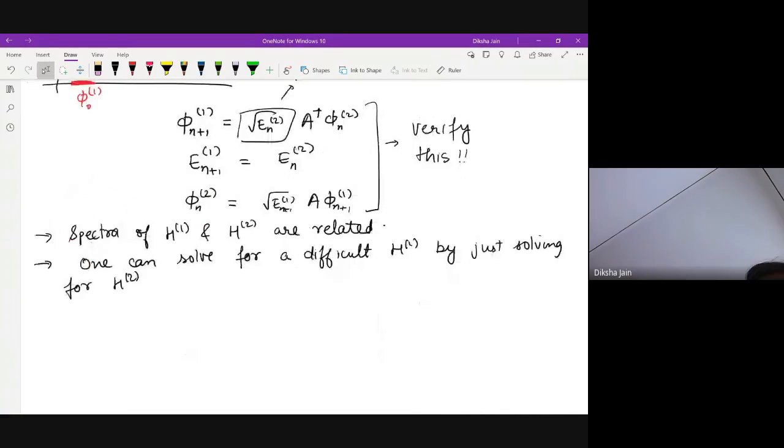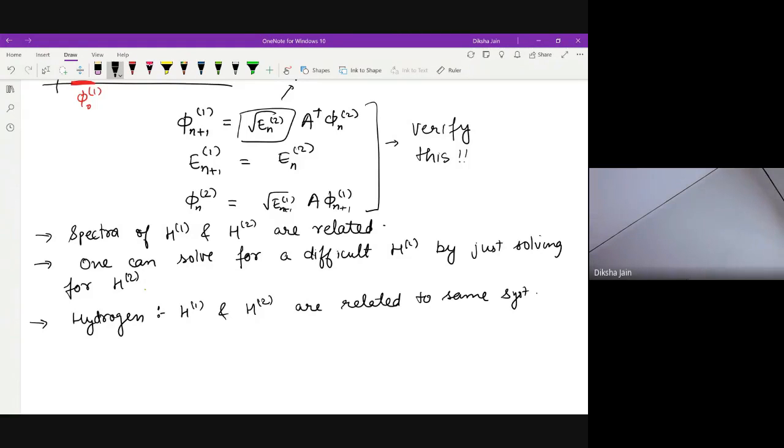Okay. And then you can just solve for another. And sometimes, as you will see in the hydrogen atom, both H1 and H2 are related to the same system. So in that case, you are basically relating different energy states of the same system to each other. So then you can use that process iteratively to solve for the system. I will show this explicitly.